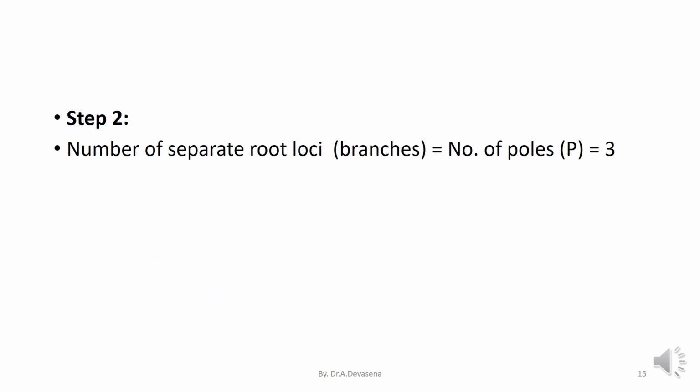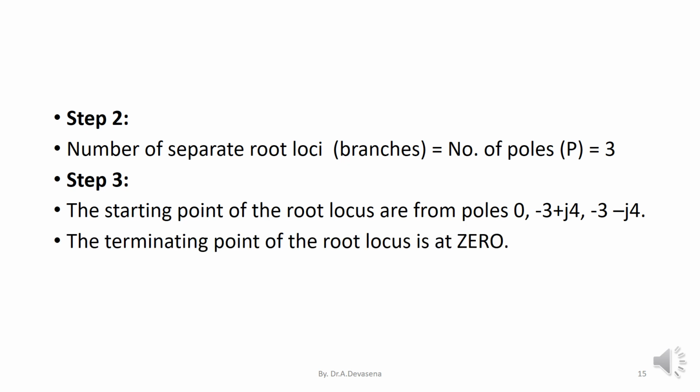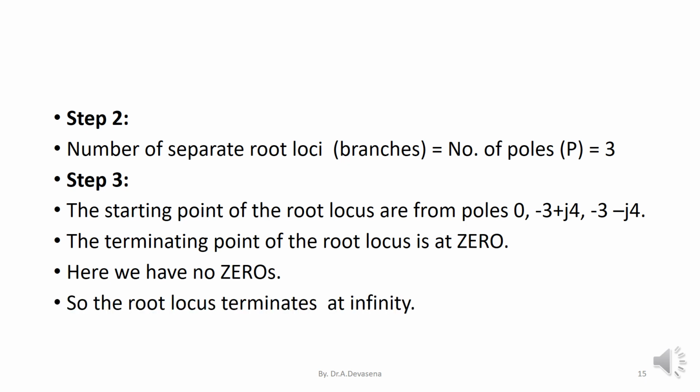Now we are going to determine the number of separate root loci, that is, branches. Here we have three poles, so the number of poles capital P is equal to 3. Then we have to identify the starting point of the root locus. The root locus starts from the poles 0, minus 3 plus j4 and minus 3 minus j4. Here we have no zeros, so the root locus terminates at infinity.